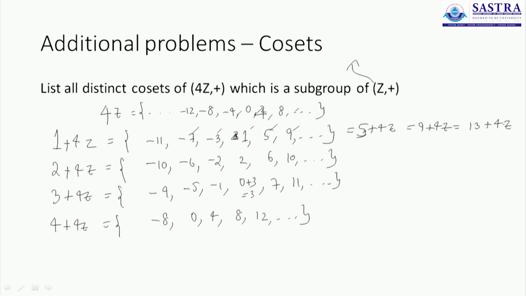So any coset that you build after these 4 will be a repetition of one of these 4. So we will say that there are only 4 distinct cosets of the subgroup 4Z plus. Any coset that you build will be either this, this, this or this. There are only 4 distinct cosets. We have listed all of them down. That completes the problem.